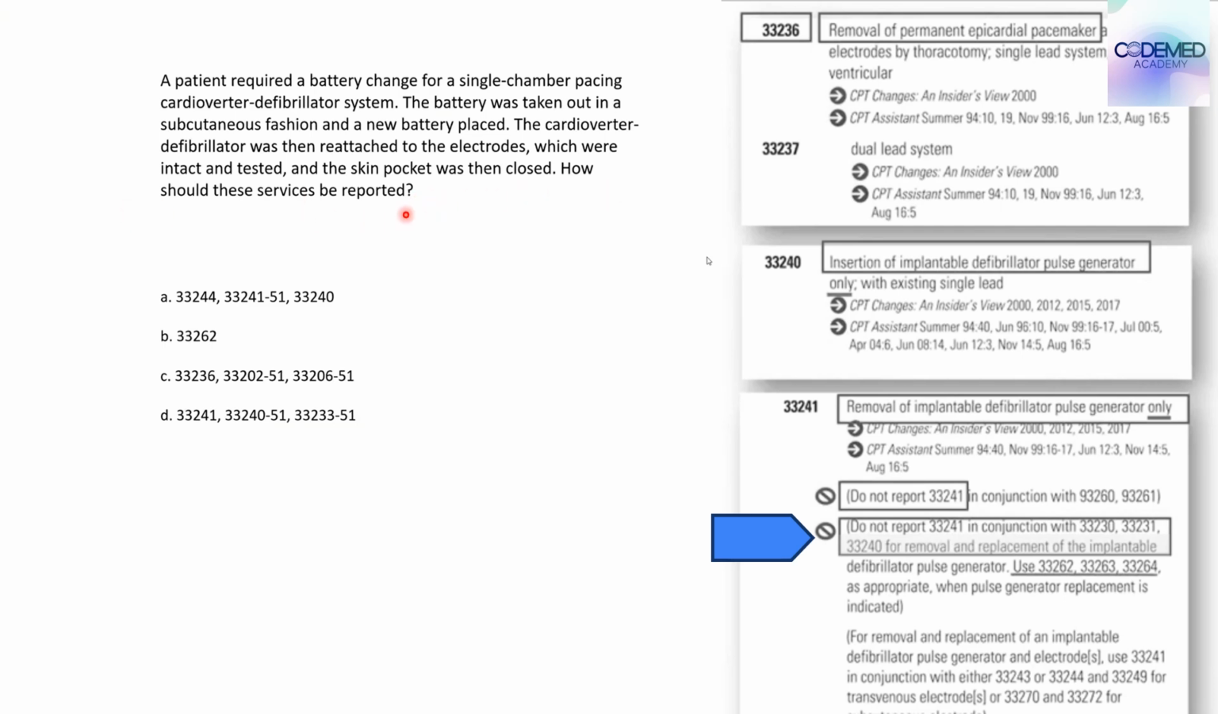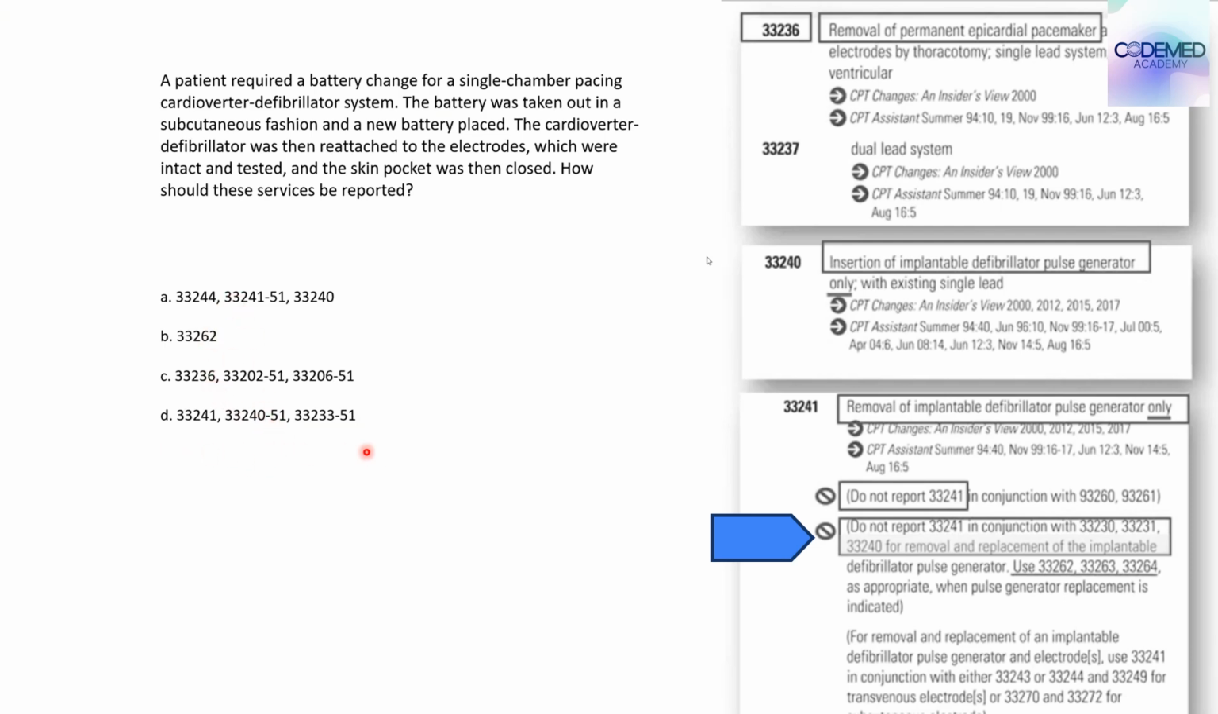How should this service be reported? Now let us have our options. In this case, option C is the option for the pacemaker. I will not choose it, because this code talks about a pacemaker. Our system is a defibrillator. It is a single chamber, and what we have done is we have taken the pulse generator out and put in a new pulse generator. Since the system is not a pacemaker, option C is eliminated. Now we have options A, B, and D.